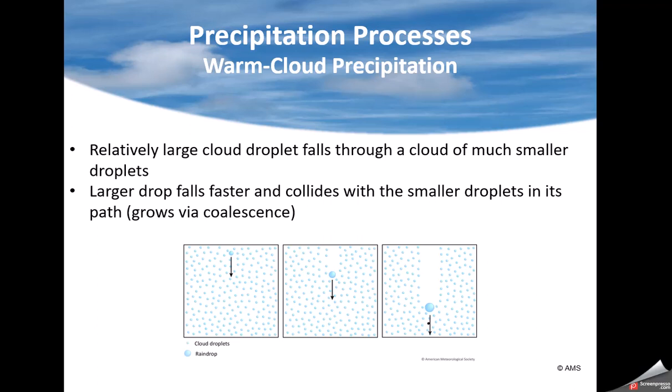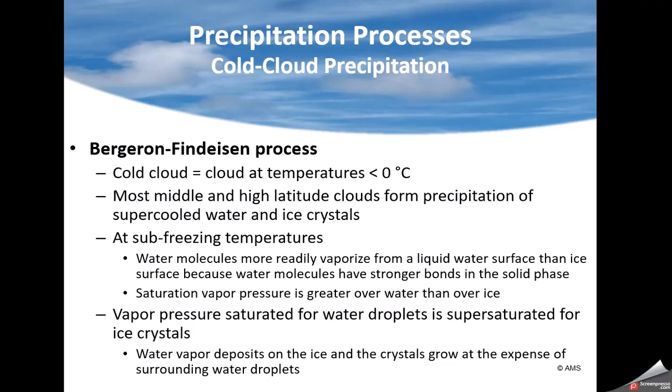Remember, the warmer the air is, the more moisture the air can hold. So temperatures above freezing require a lot of moisture in the air. The Bergeron-Findeisen effect, on the other hand, is what predominantly creates precipitation in our part of the world, in mid-latitudes.